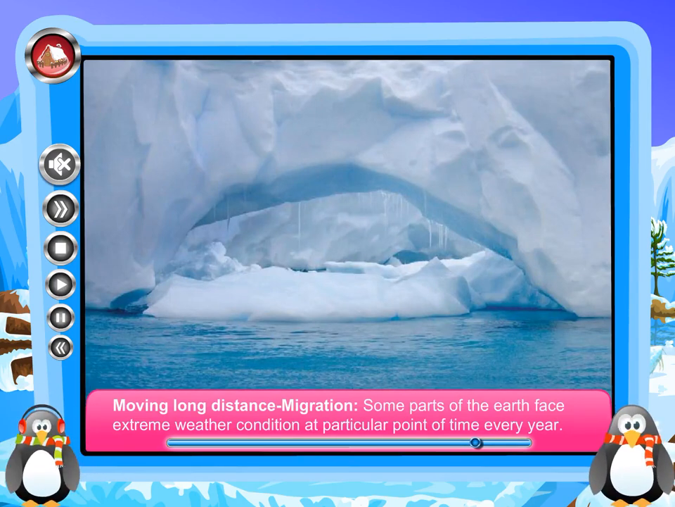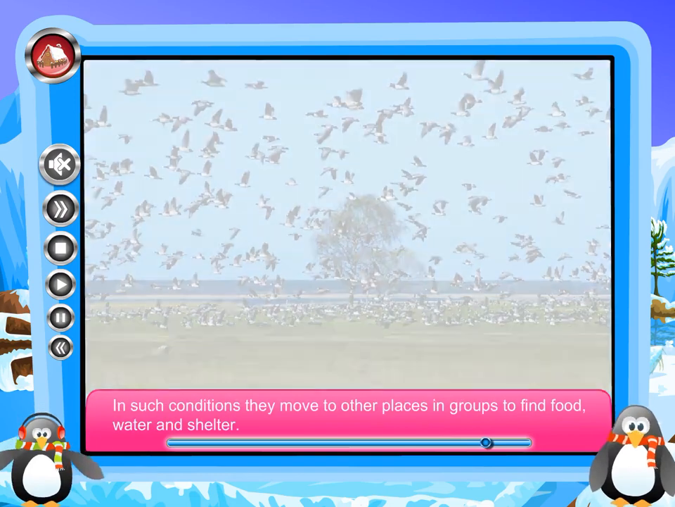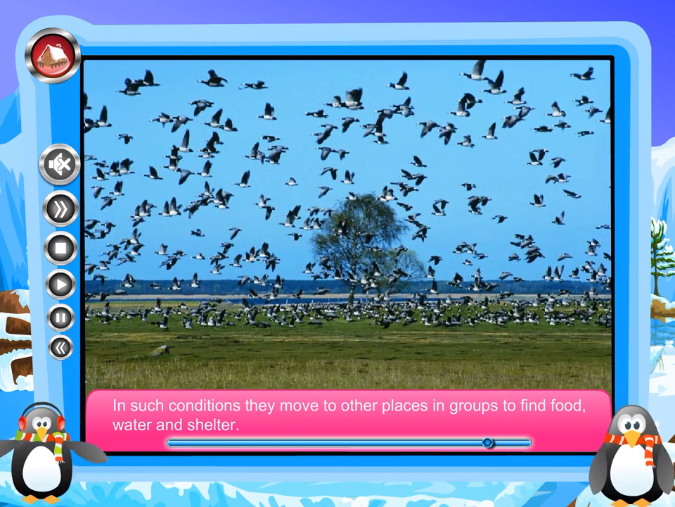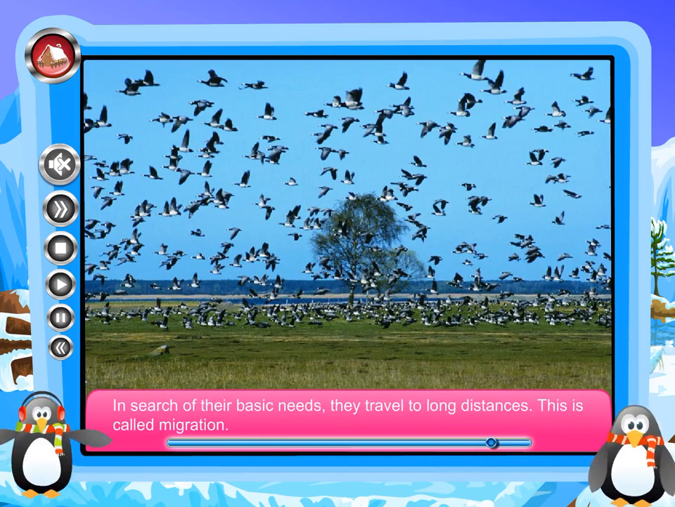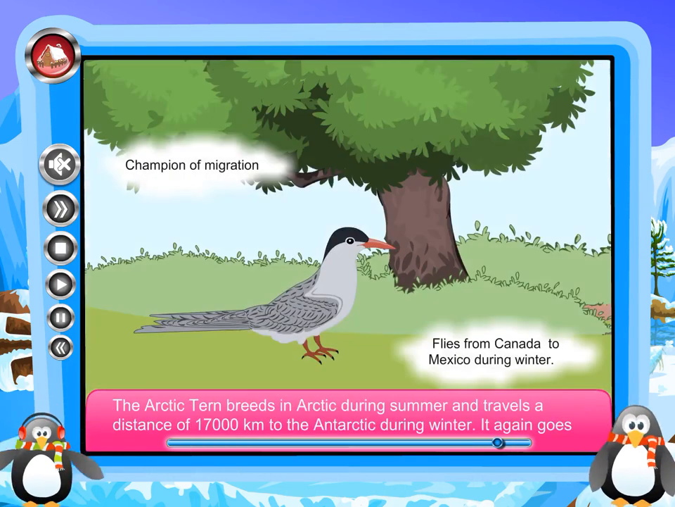Moving long distance. Migration. Some parts of the earth face extreme weather conditions at a particular point of time every year. It becomes very difficult for the animals living there to find food and shelter. In such conditions, they move to other places in groups to find food, water and shelter. In search of their basic needs, they travel long distances. This is called migration.